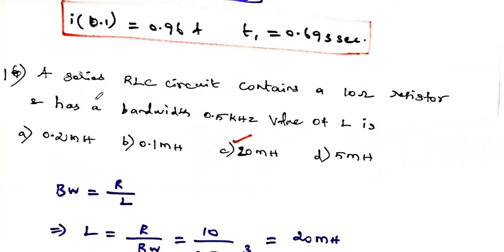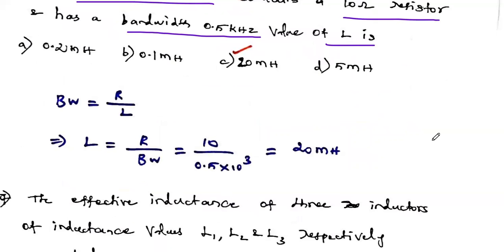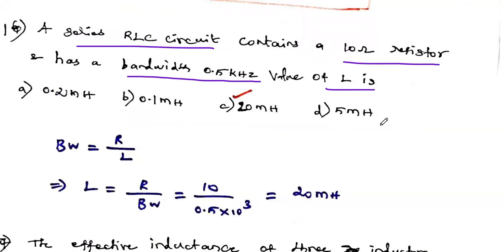A series RLC circuit contains a 10 ohm resistor and it has a bandwidth of 0.5 kilohertz. What is the value of inductor L? In a series RLC circuit, the resistor value is given and the bandwidth is given. We have to find out the inductance value. For series RLC, you just remember the resonant frequency and bandwidth formulas.